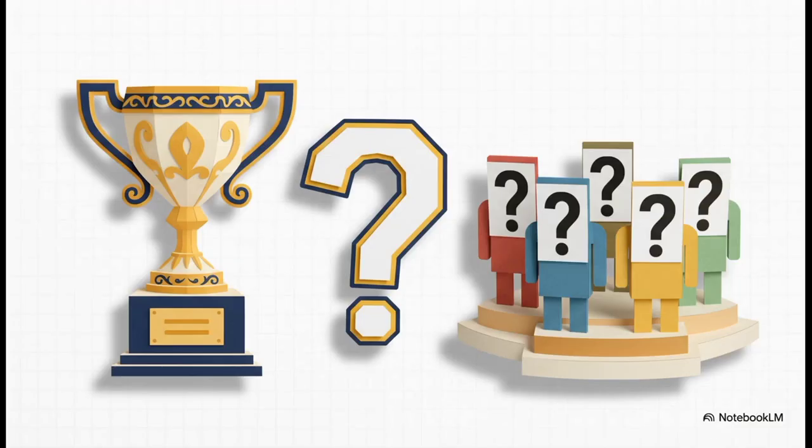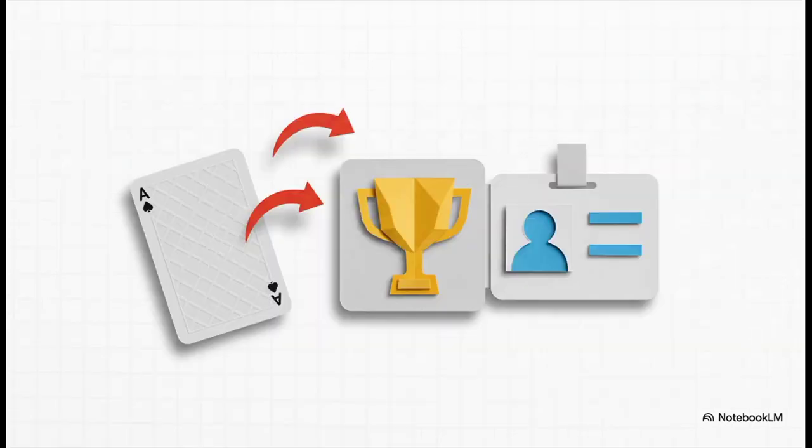But wait, there's a problem. We know the winning score, but we don't know who the winner is. We solve this with another building block, a second variable just to store the winner's ID. So now, when we find a new high score, we update both the score and the winner's ID.